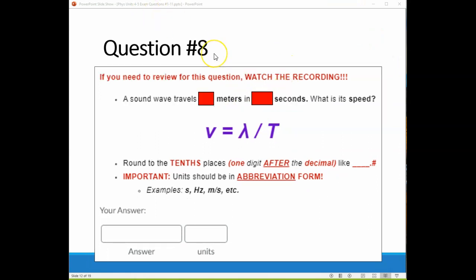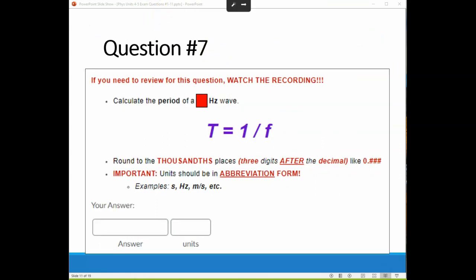All right, question number 9. Sorry, I did forget to mention that for question number 7, you should have 3 decimal places. So 1, 2, 3, point blank, blank, blank. All right.